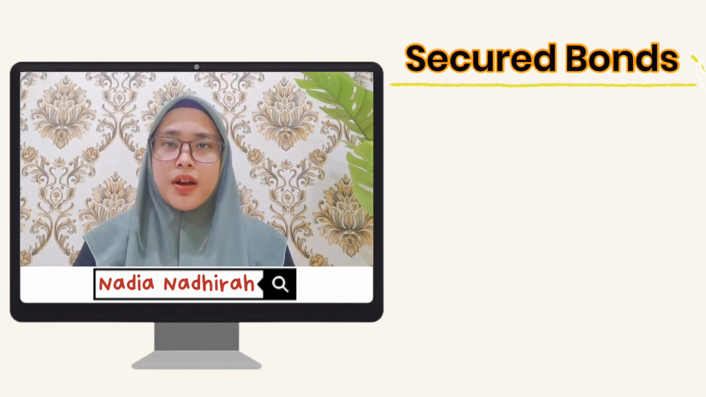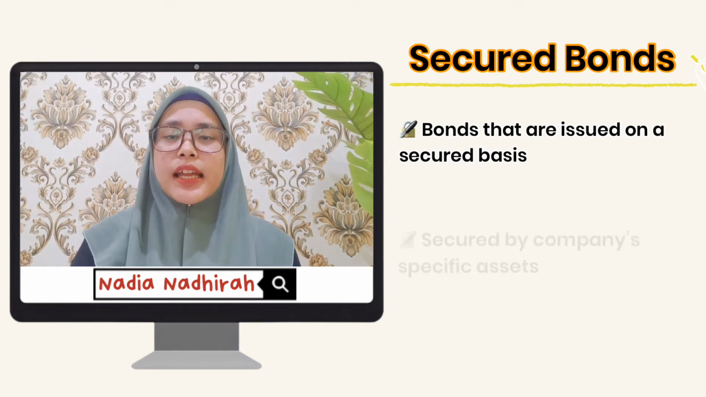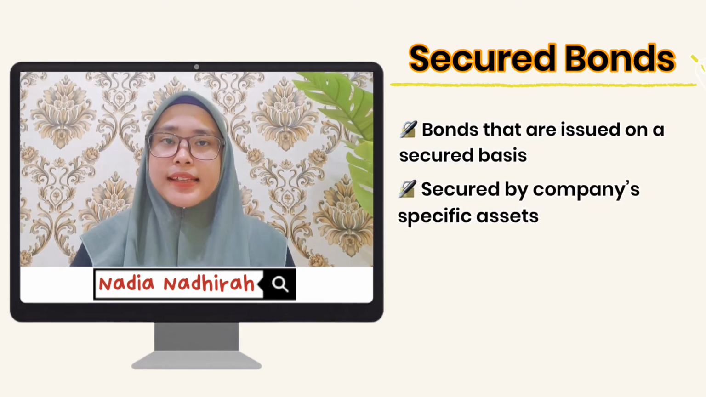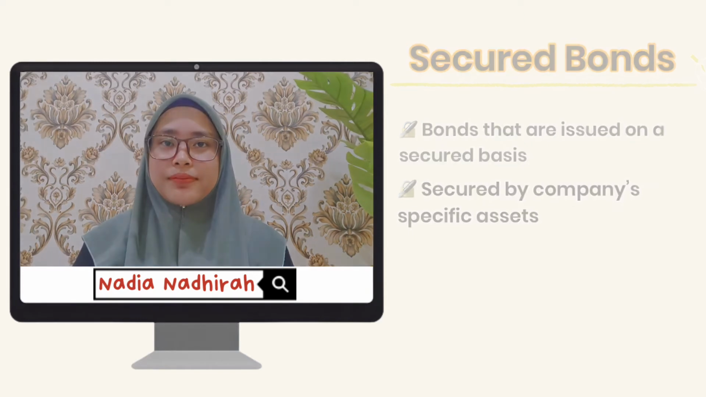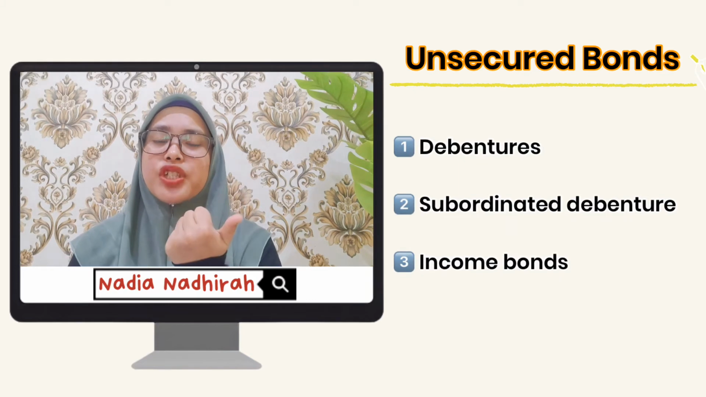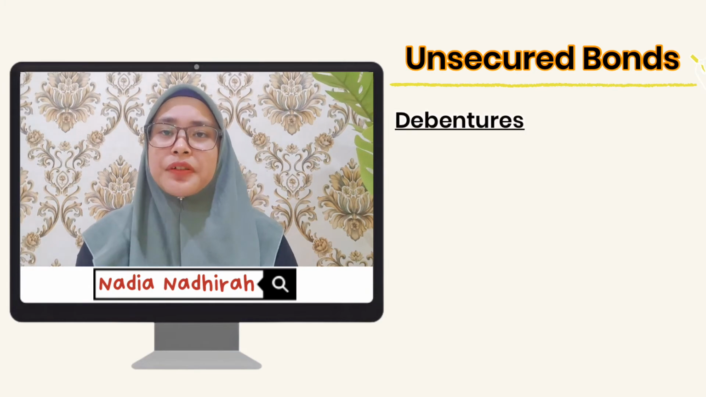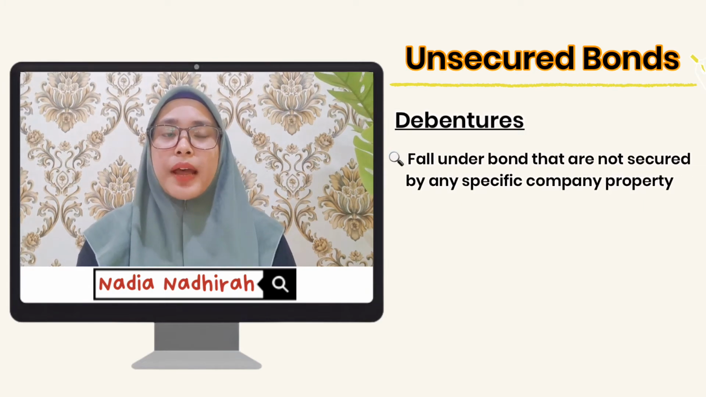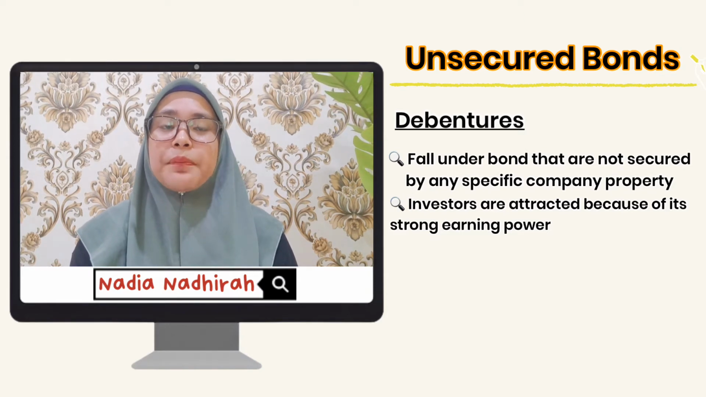Next is secured bonds. Secured bonds are bonds that are issued on a secured basis. They are secured by the company's specific asset, usually a fixed asset, that has a market value higher than the bond issued. Unsecured bonds are divided into three types, which are debentures, subordinated debentures, and income bonds. A debenture is a type of bond that is not secured by any specific company property. Investors are attracted to such debt instruments because of their strong earning power, since only reputable and creditworthy companies will issue debentures.